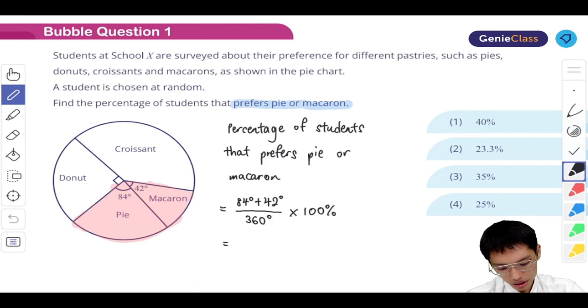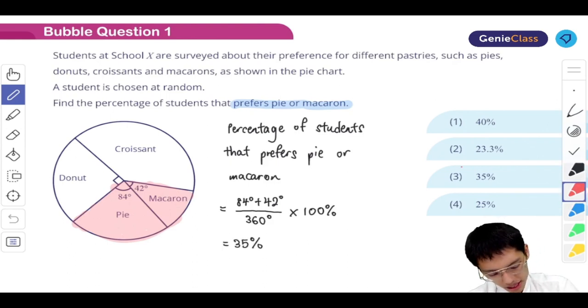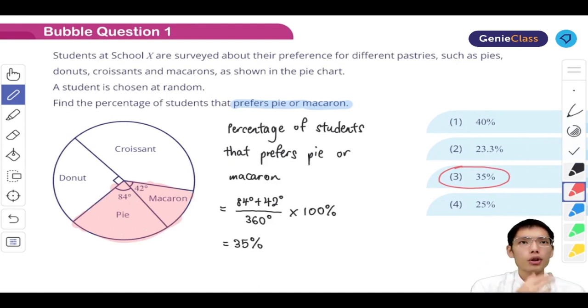Take your calculator, press it, you're going to get 35% over here. Okay, that's the answer. Now, maybe one type of question I can add on to this is: is it accurate in this case? Let's say... okay, maybe not for this question.